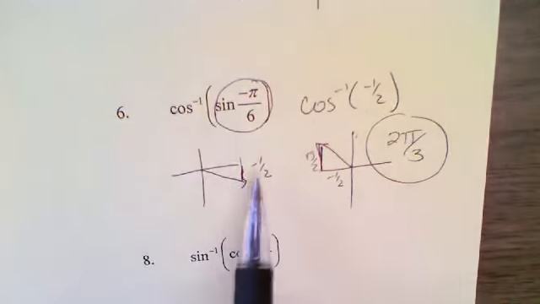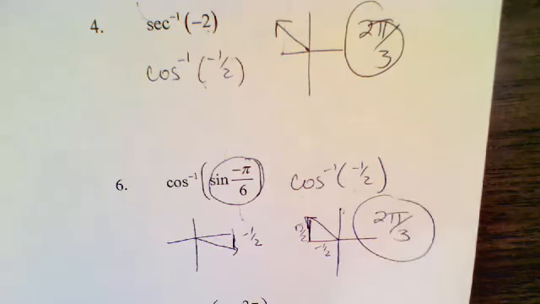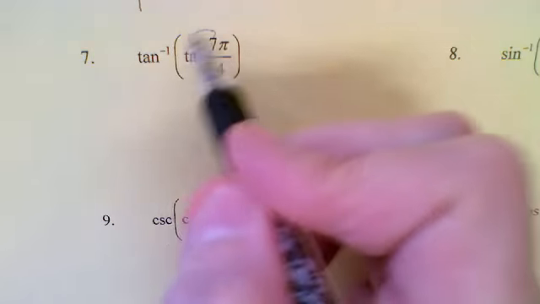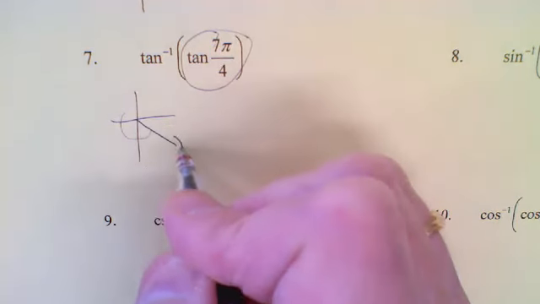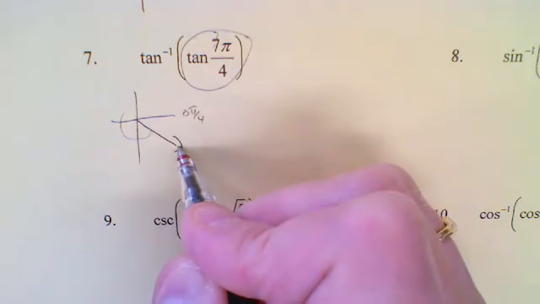Okay, so it's really very similar to the problem right above it. They both came down to inverse cosine and negative 1/2. All right, number 7. They gave me the angle 7 pi over 4, and because 8 pi over 4 is 2 pi, 7 pi over 4 is in the fourth quadrant.